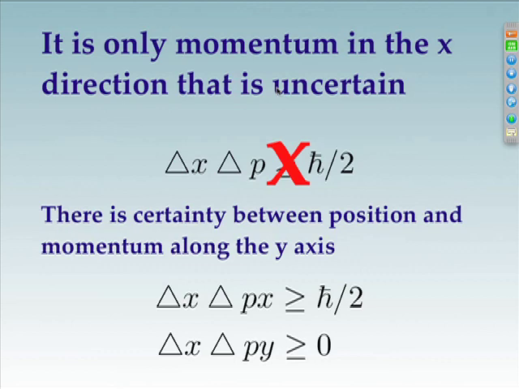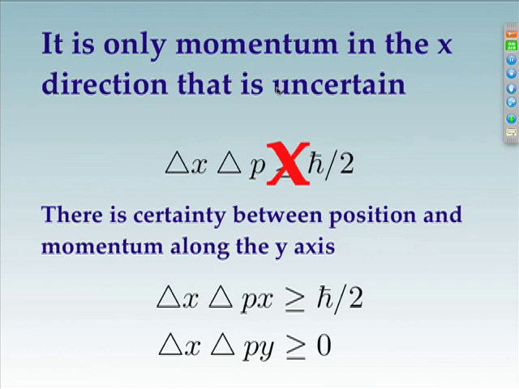And it is only momentum in the x direction that is uncertain, okay? And I actually put a big X through this because it's a little bit too general. This should be a subscript, but I know this should be a subscript. It's just easier for you to read from back there if I put it like this. Okay, so give me some slack on that.